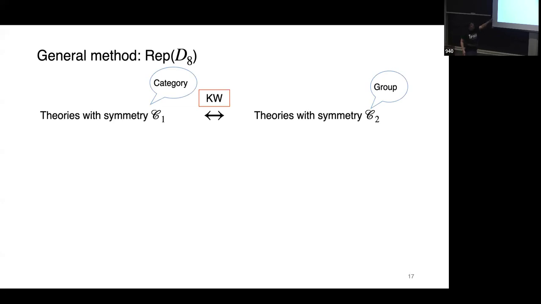So here I'm just focusing on the KW transformations. On the right-hand side, we have a group, which is D8. On the left-hand side, we have a category, which is Rep(D8). For D8, I just list all these elements here.